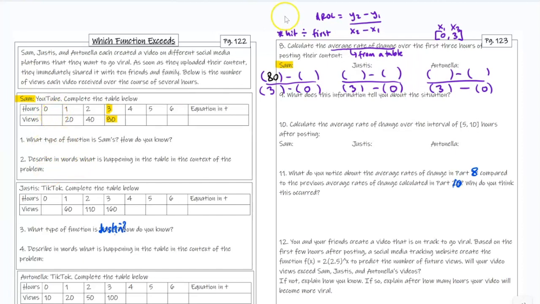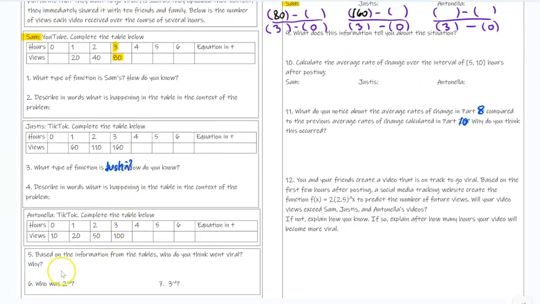So when you put that in the calculator, you're going to get, and actually I'm just going to write all of them. Justice at 3, he's 160. So this is 160. All right, and then at 0, you're going to fill that out. So you're going to put his 0 right there. And then Antonella, who's at 3, she's at 100. And at 0, I can see hers, which is 10. So I'm going to go ahead and put the 10 right here.